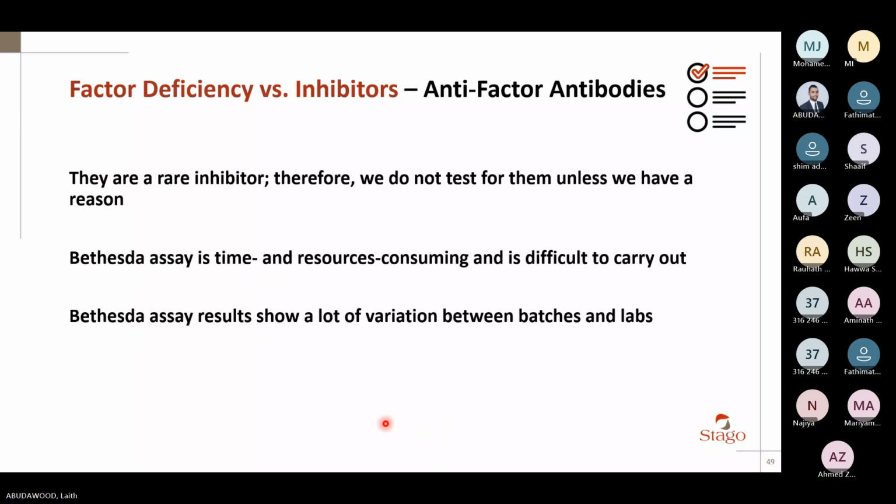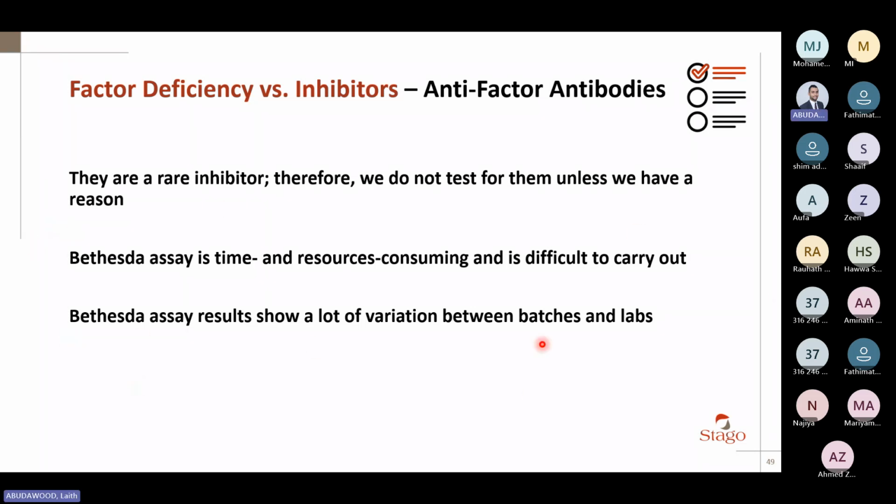As I told you, they are rare. So we do not start testing with the Bethesda assay unless we exclude the anticoagulants, we exclude the lupus, and the only suspicion we have left is anti-factor antibodies. So this is what I told you about the Bethesda assay.